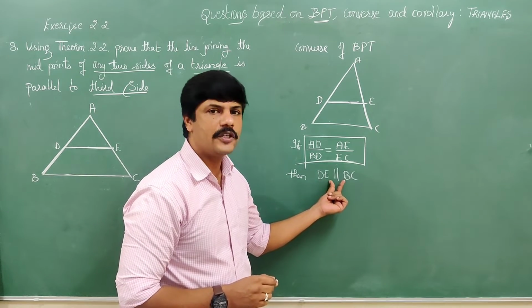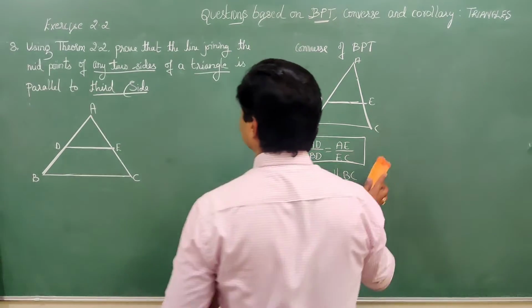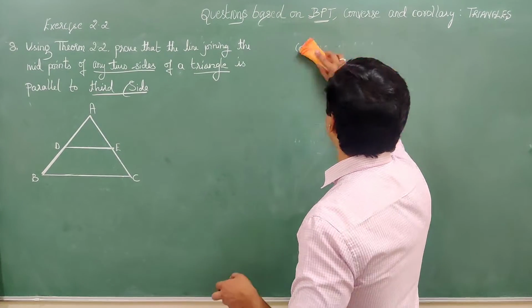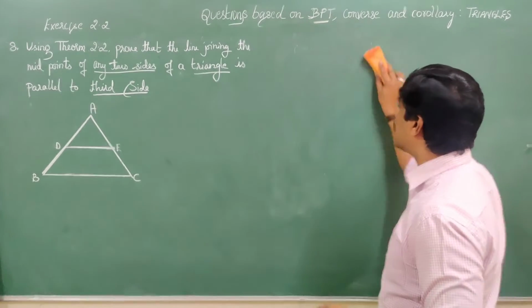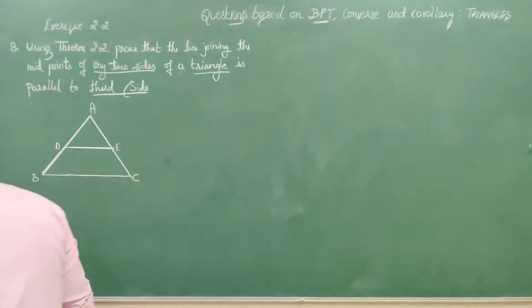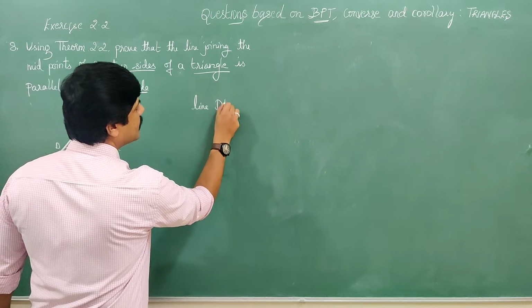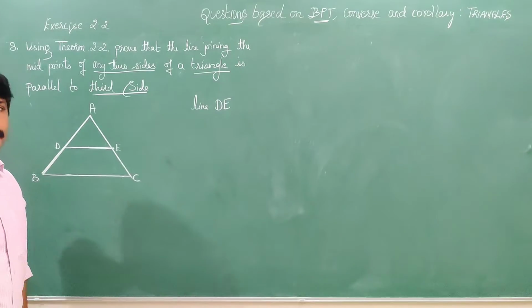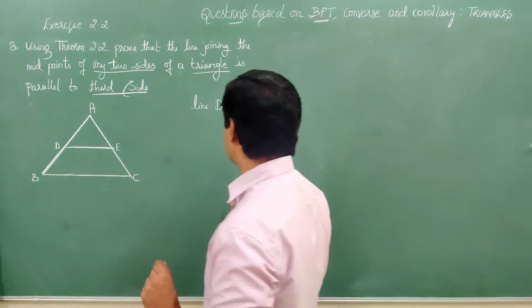DE is parallel to BC. That's all. Now, in the theorem, using Theorem 2.2, that is the converse of BPT, prove that. What do we need to prove? The line joining the midpoints of any two sides.